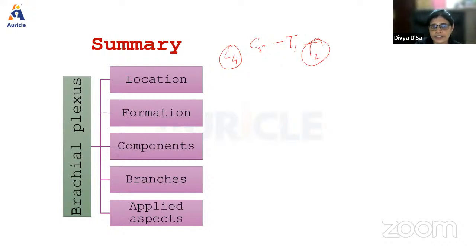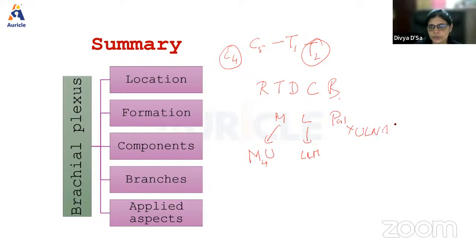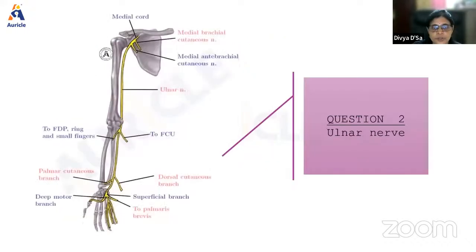Okay, so where it is located, all the components, which include the roots, the trunks, the divisions, the cords, and the branches. So from the cords, we have the medial cord, the lateral cord, as well as the posterior cord. From the medial cord, you remember the mnemonic M for U, lateral cord LLM, and posterior cord ulnar, so as to know the branches. So this is basically the mnemonics, and the applied aspects you need to write about it.